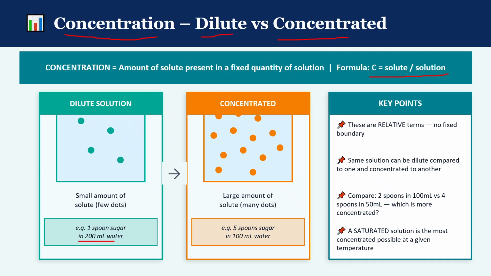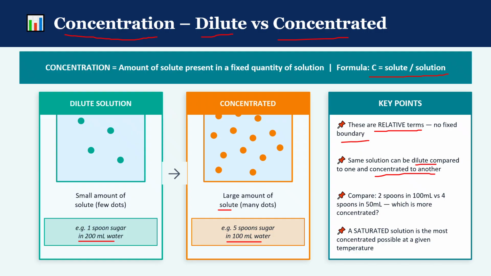But if there is a large amount of solute in a small amount of solvent, we call it a concentrated solution. For example, 5 spoons of sugar in 100 milliliters of water is a concentrated solution. Remember that dilute and concentrated are relative terms. One solution may be dilute compared to another and concentrated compared to a third. So always compare solutions carefully.